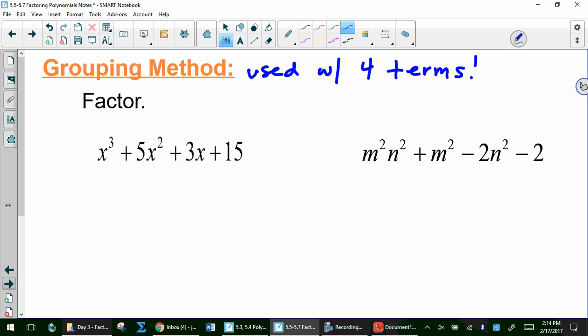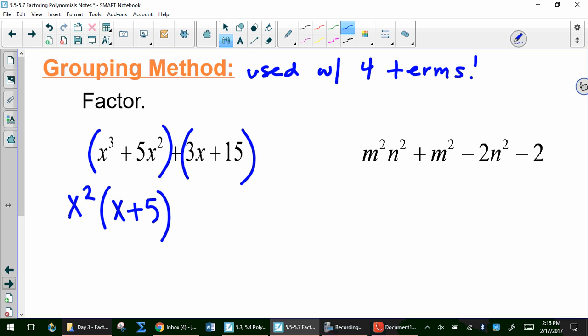Here's how the grouping method works. What do you suppose that we have to do if we are grouping? Jason. Okay, we are going to group 2 terms together. Now it's the GCF method. What's the GCF in this first group, Jason? So what's left? Okay. What's the GCF in the second group, Jason? And what's left? Don't we know how to factor this now? Wasn't this the previous problem? Yeah? What's the GCF?